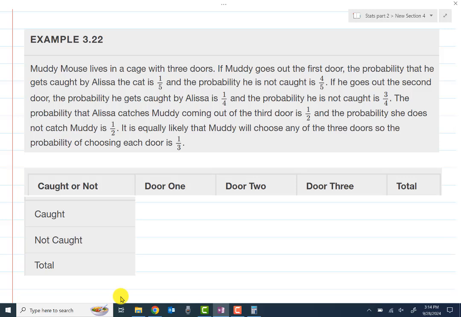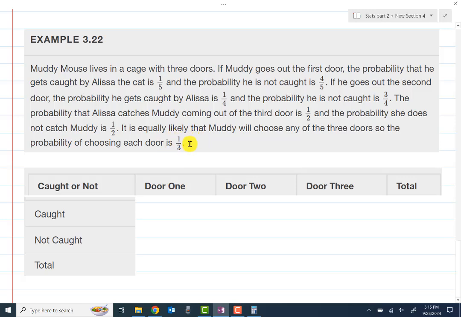This is a slightly different table. Here you build up the probabilities. What we have is a mouse that has 3 doors from which to exit to try to go get cheese, perhaps. And the cat, of course, waits by the door. Or all 3 doors, actually. So it gives the probabilities after he's exited the door. However, this animal is choosing the doors at random.